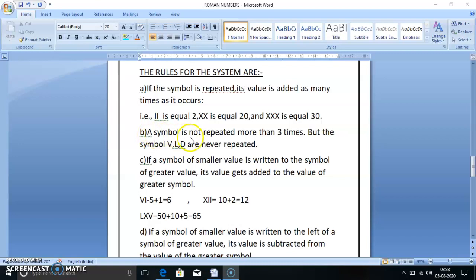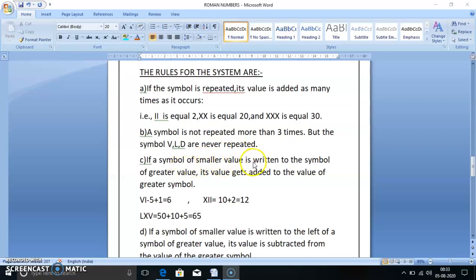Next rule: a symbol is not repeated more than 3 times, but the symbols V, L, D are never repeated. That means we cannot repeat a symbol more than 3 times, so XXXX is wrong. If you are writing X 4 times, then it is wrong. But the symbols V, L, D are never repeated, meaning we cannot write V, L, D 2 times. We use them only a single time.